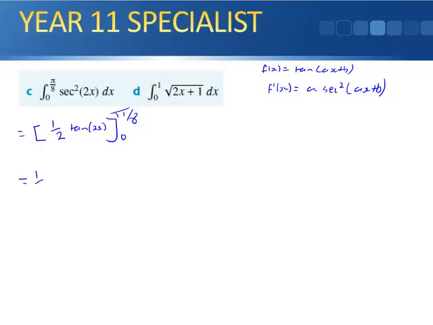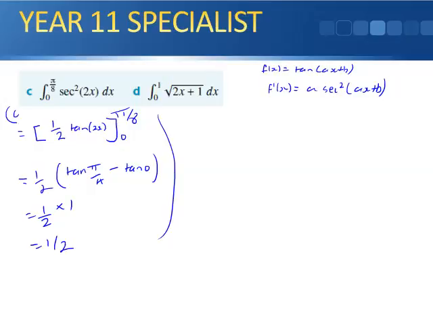So substituting that in, I'll take the half out as a factor, and I'll have tan. 2 times pi on 8 will be pi on 4. And 2 times 0 is 0, so tan of 0. Tan of 0 is 0, tan of pi on 4 is 1, so I've got a half times 1, which ends up being a half. That's part C.